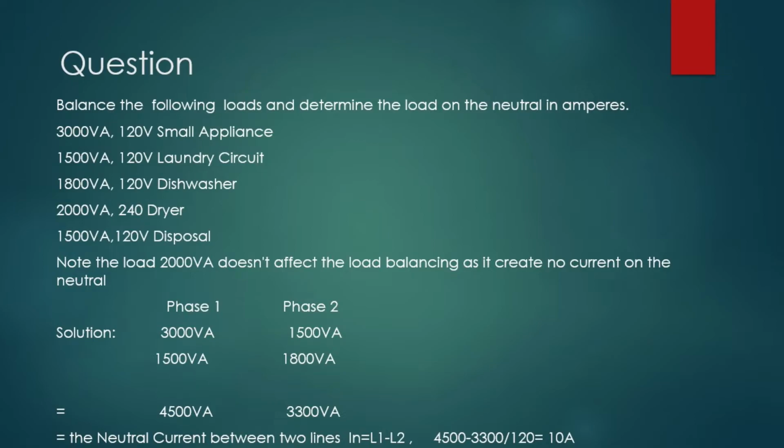So the neutral current is now the current between L1 and L2, right? That's how we determine the current within our neutral. So this is going to be the minimum current that we obtain from the differential after the load balancing takes place. So that is actually 10 amps.